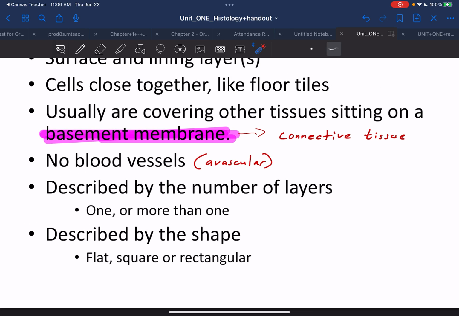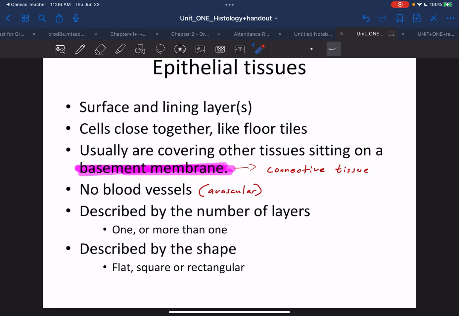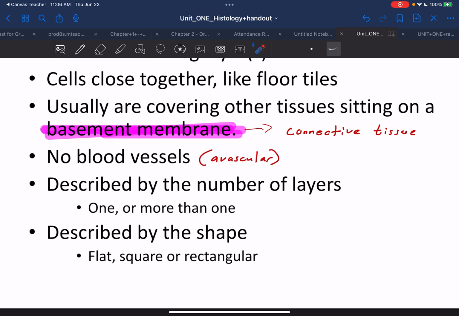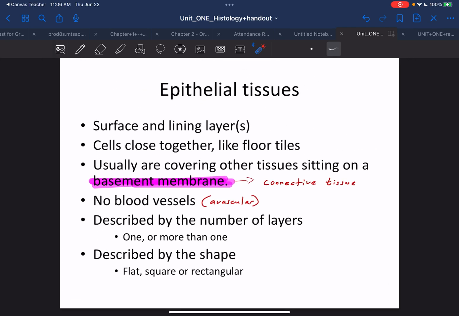And so one of my favorite things about this particular type of tissue is that it's really easy to identify and learn, generally speaking, because it's named after 2 things, the layers and the shape. And let's just get into it to make our lives a little bit easier.